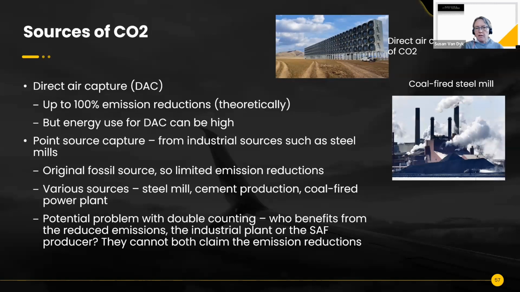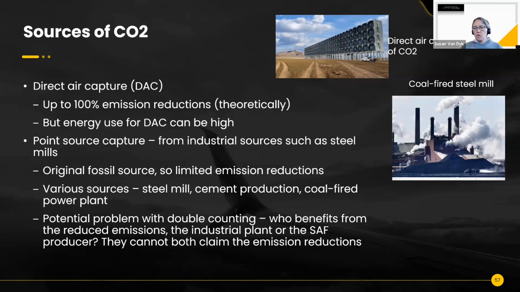So CO2 and hydrogen is based on power to liquid or e-fuel production, but I just briefly wanted to mention a couple of things around here. Sources of CO2, of course, you can use direct air capture, and theoretically they say then you can get 100% emission reductions, but direct air capture actually uses a lot of electricity itself. Depending on the type of direct air capture, you get different types of technologies.